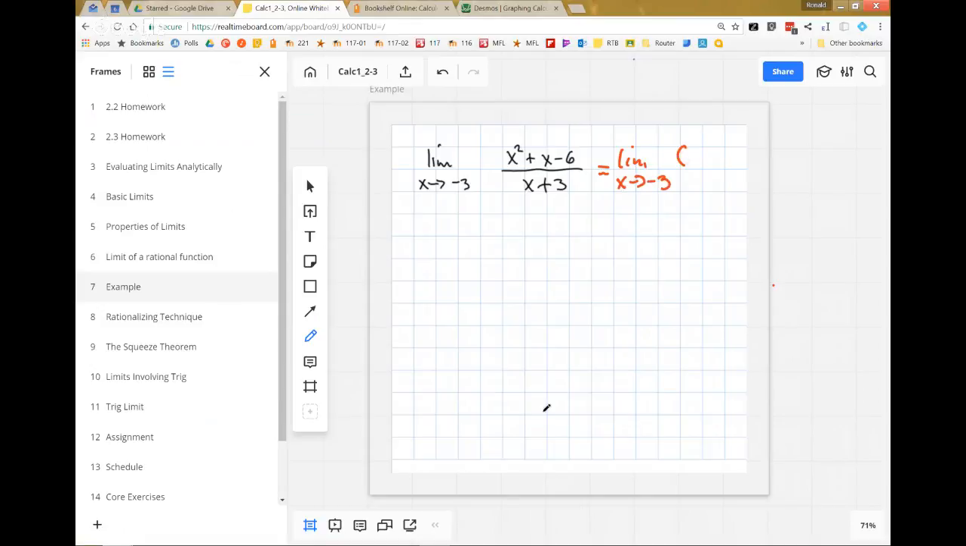And on top we have what? x plus 3, x minus 2. And here again, we can do a cancellation, and now we can substitute -3 in. And we can see that the limit of that thing as x approaches -3 is -5. So you see how factoring plays a big role in simplifying limits.